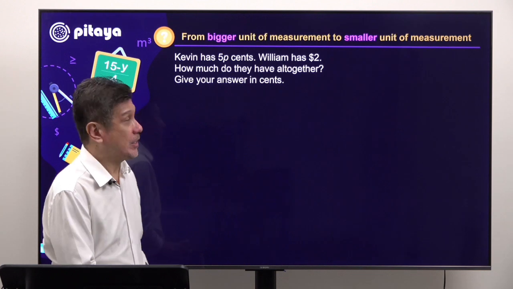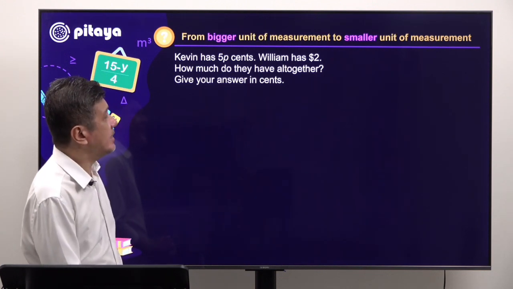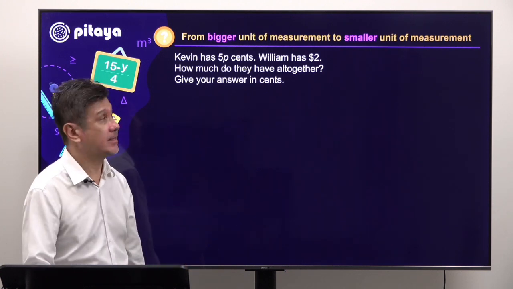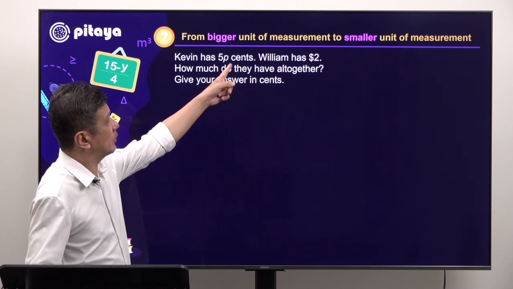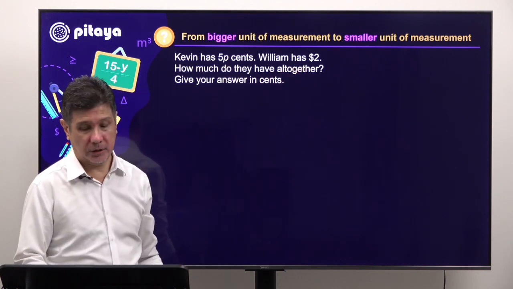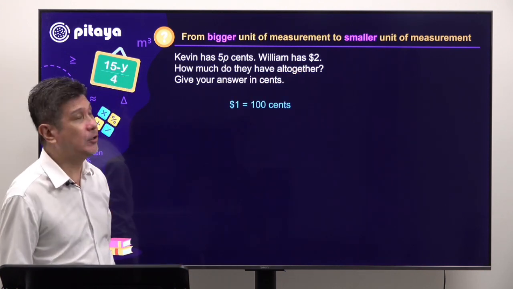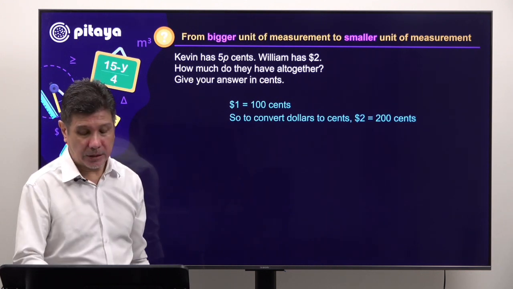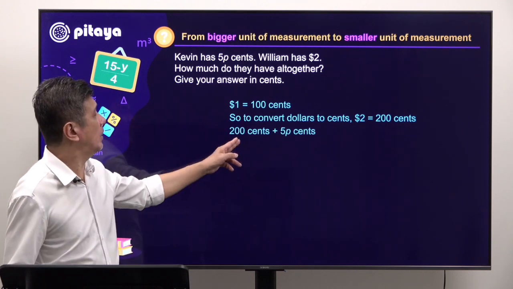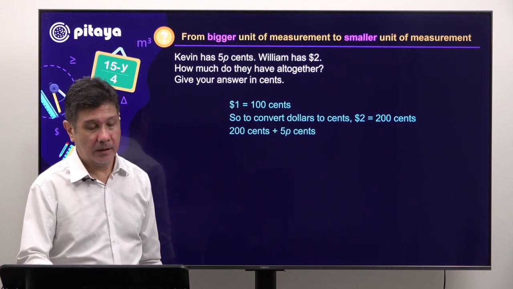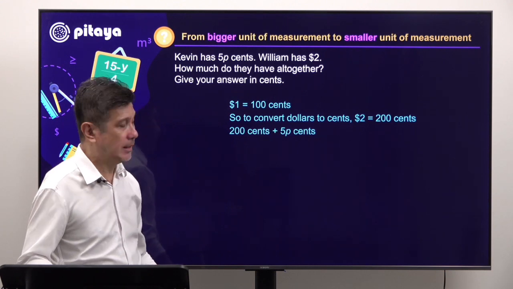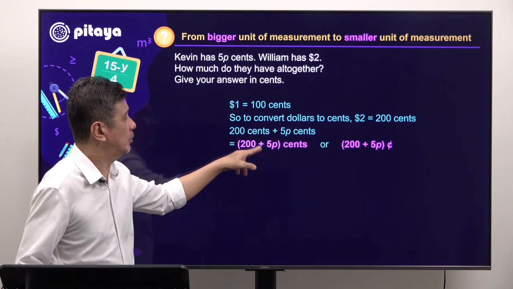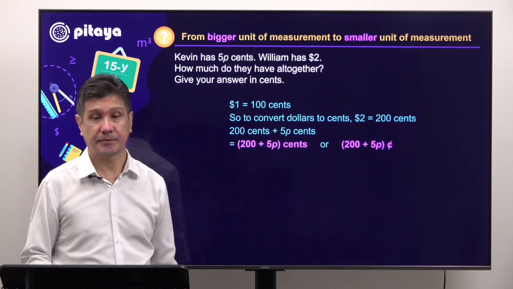Let's try with some questions. Kevin has 5p cents. William has $2. How much do they have altogether? Give your answer in cents. So this one, no need to change. It's already settled. You only need to change the $2. So if $1 is 100 cents, $2 will be 200 cents. Now that we have that, we just need to put them together. 200 cents plus 5p cents. The common term is actually cents. So pull the cents out, the 200 plus 5p, put them together. Okay?